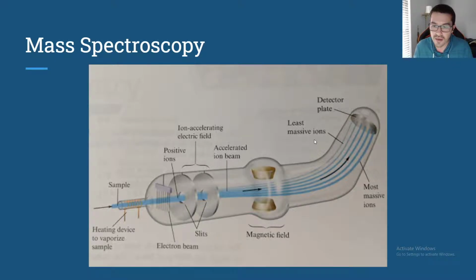The least massive isotopes are going to be pulled in the direction of the magnetic field more than the more massive ions will. So essentially what happens here is as the beam goes through, the elements or the isotopes will separate into separate beams according to their mass, with the least massive ions getting pulled more and the most massive ions getting pulled less. Okay?